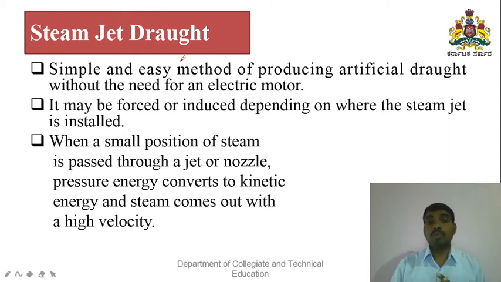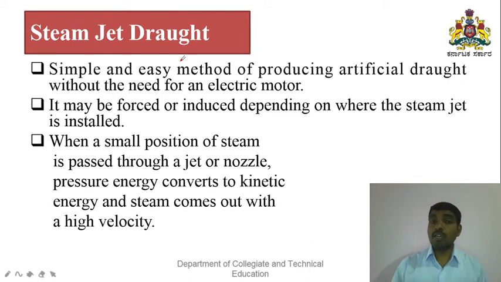Among the various classifications, we have seen natural draught system and artificial draught system. Again, in artificial draught system we have forced, induced, and balanced. In a similar way, there is another draught system, that is the steam jet draught system. Here we are not using any mechanical means, that means no motor, pump or blower, but we are using a steam jet drawn from the boiler and used for the creation of a draught.